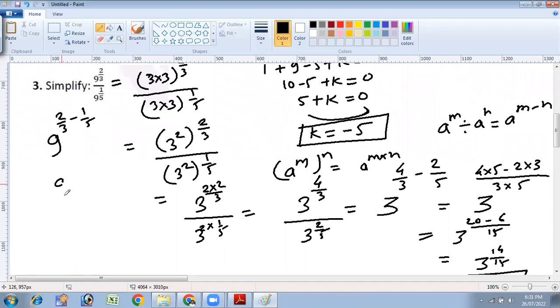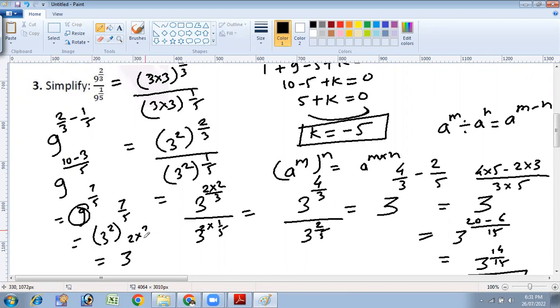What answer do you get? Sir, 9 raised to 7 upon 15. But what about this 9 again? Again 9, it will be 3 square, then 7 upon 15, then 3 raised to 2 multiplied by 7 upon 15.